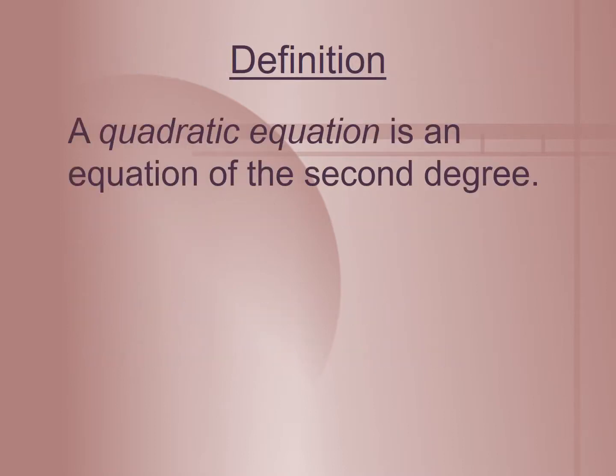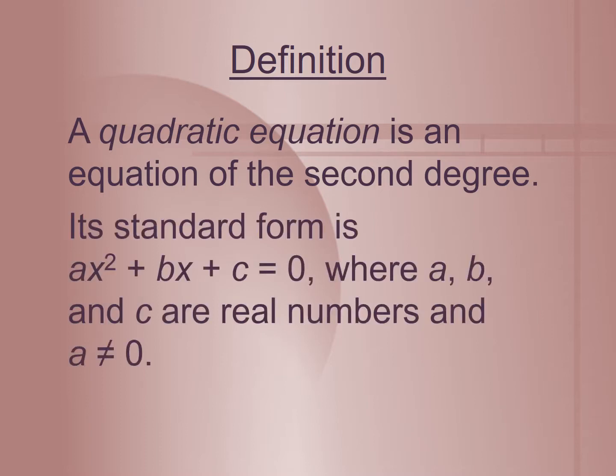A quadratic equation is an equation of the second degree. The standard form of a quadratic equation is ax squared plus bx plus c equals 0. And this a, this b, and this c are all going to be real numbers, where a cannot be equal to 0. It can be any real number except that a cannot be 0.